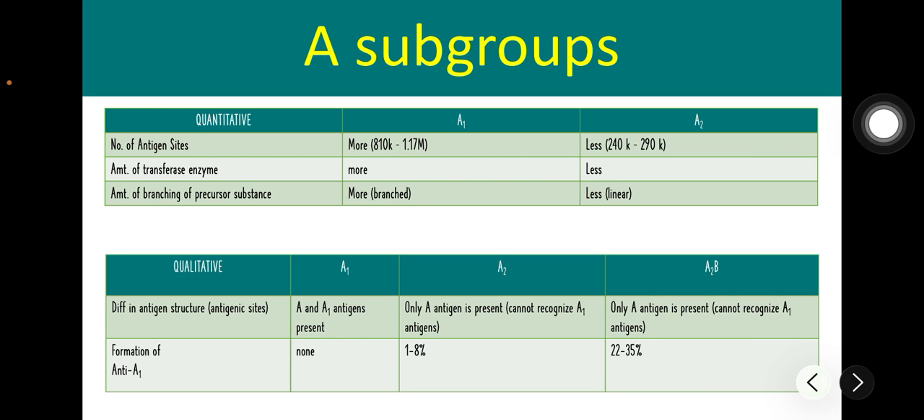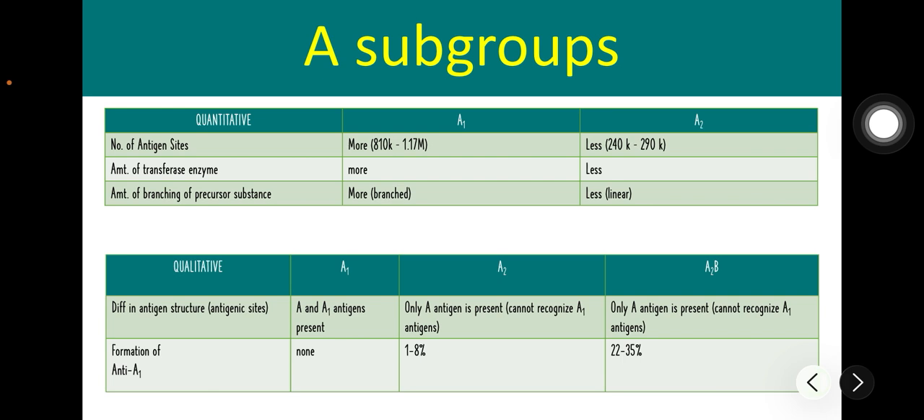So because the A1 antigen is qualitatively more complex, some A2 individuals, about 1 to 8%, and A2B individuals, about 22 to 35%, recognize the A1 structure as foreign and produce an antibody called anti-A1. So this can cause an ABO discrepancy in the laboratory where the person's forward type is A, but their serum unexpectedly reacts with reagent A1 cells in the reverse typing.